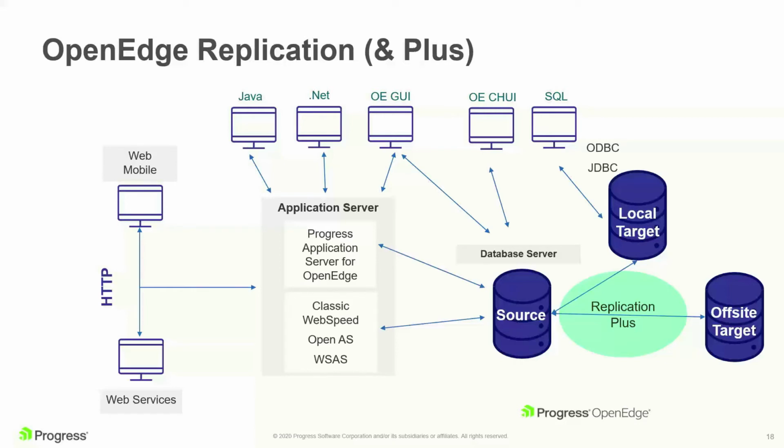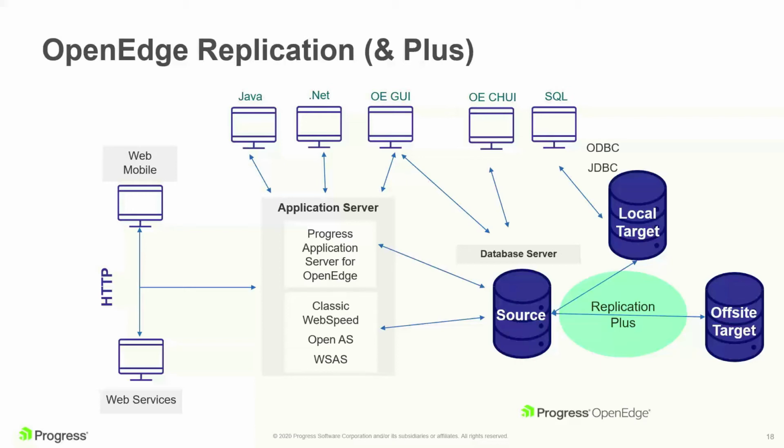OpenEdge Replication requires a minimum of two databases, a source database and a target database, or a primary and a secondary database. The source database is where the users do their work and make database updates. This database is the production database and has both read and write access for all processes.